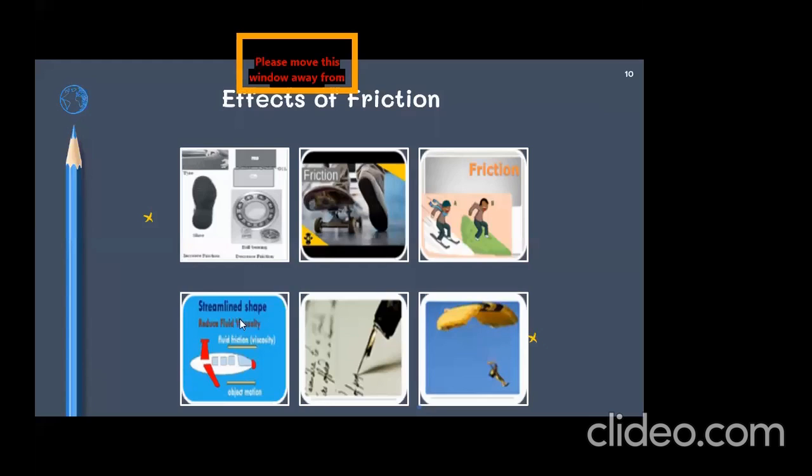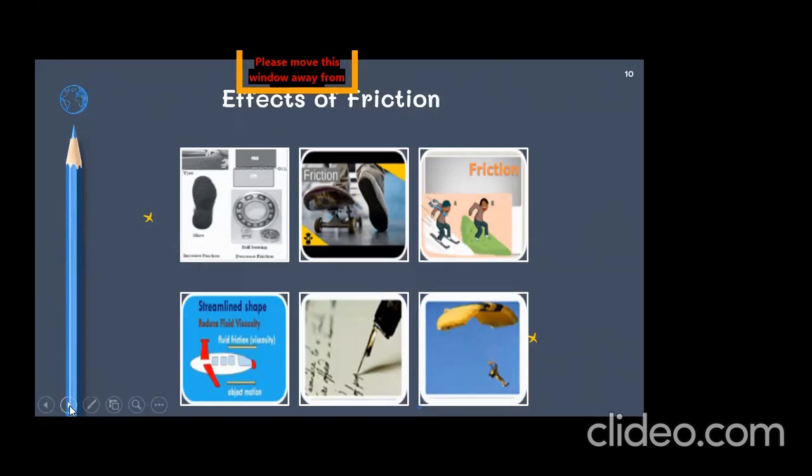Next one, streamlined shape reduces fluid viscosity. All those objects we have learned about, underwater and in the air, have a streamlined shape. They have a streamlined body which helps them to resist the water friction. Okay, likewise here we use friction in writing. In this picture, the parachutist is coming down to the earth using air resistance to land safely. Right? Understood?